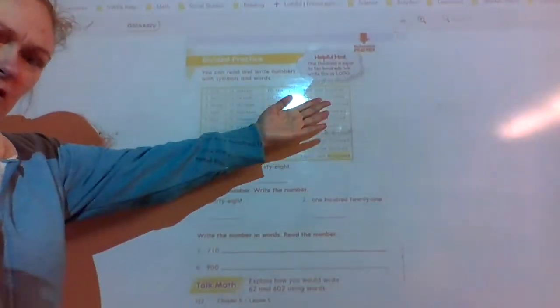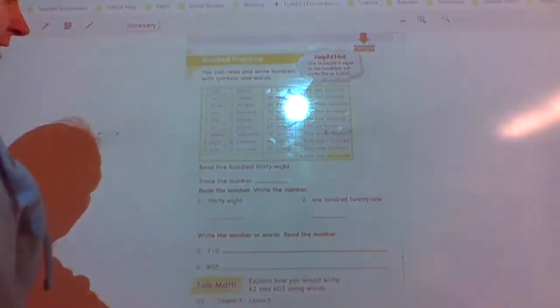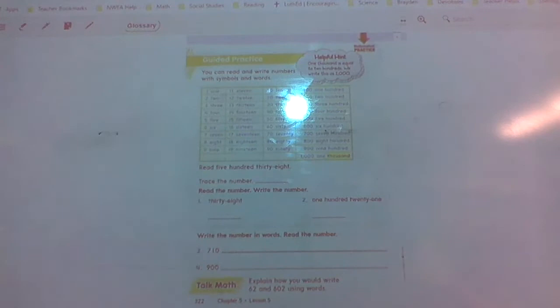All right, let's go to the next page. There's that chart that I was talking about earlier. I know you probably can't see it very well because there's a glare on the board here, but this is the chart. You should be on page 322. And in that chart, you'll see the words written out for you. Here's the 38 that we did together and the 121 that we did together. Down here on 3 and 4, they want you to write it in words.